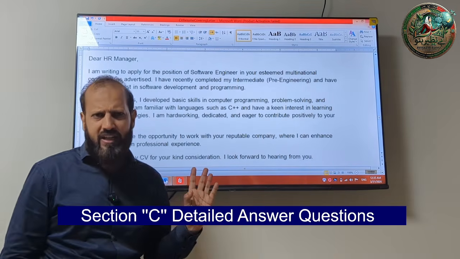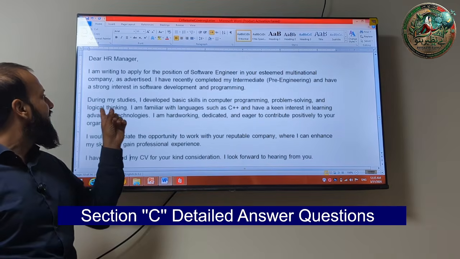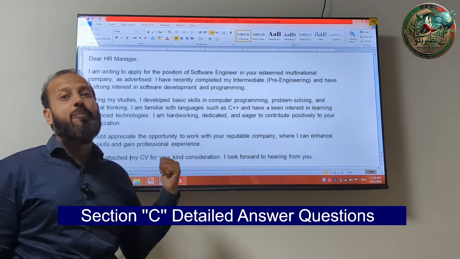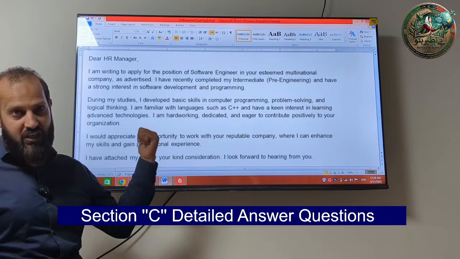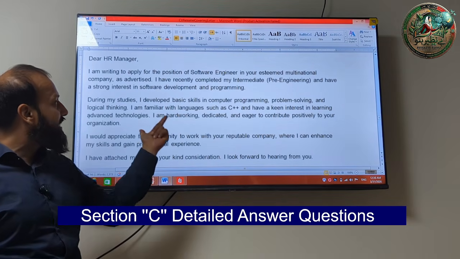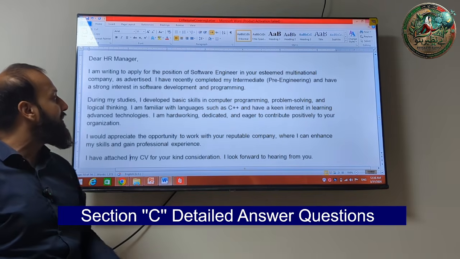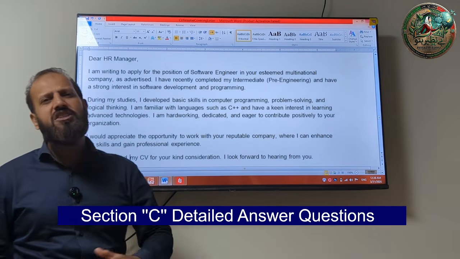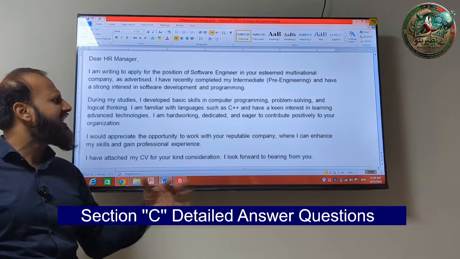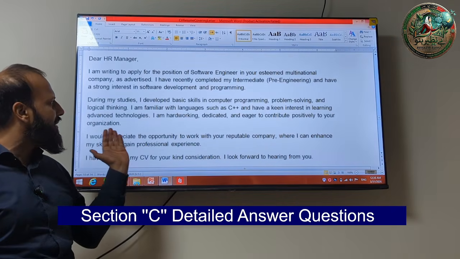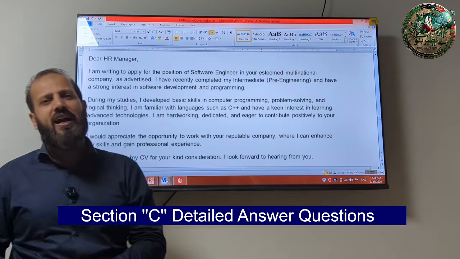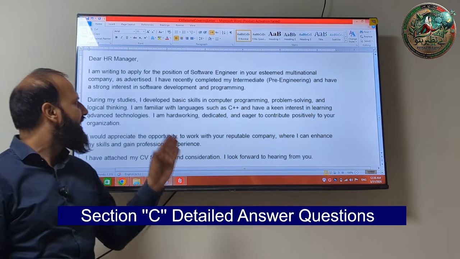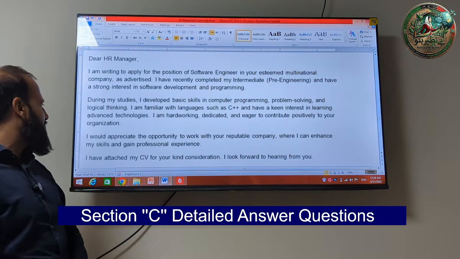अच्छा, इन्होंने पहले बता दिया कि reason for applying for this job, क्योंकि कवरिंग लेटर है। During my studies I developed basic... अब क्या आप कर सकते हो, यानी क्या आपको आता है, what you have, the experience. तो उसने एक्सपीरियंस क्या बताया कि मेरी जो स्टडीज हैं वो मैं स्किल्स और कंप्यूटर प्रोग्रामिंग में problem solving, logical thinking, और वो किस पर काम कर रहे हैं, I am familiar, वो लैंग्वेजेस भी जानते हैं, जैसे C++ है, जावा है, जावा स्क्रिप्ट है, तो C++ पे उसने बड़ा काम किया। I am hardworking, अब वो बता रहा है कि उसकी जो सॉफ्ट और हार्ड स्किल्स भी बता रहा है कि I am hardworking, dedicated and eager to contribute positively to the organization.